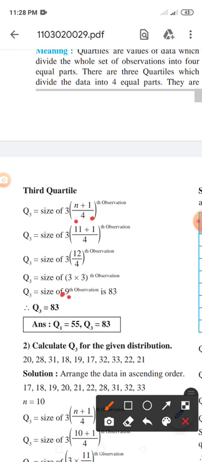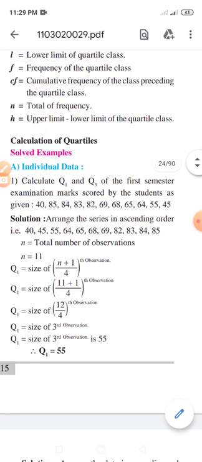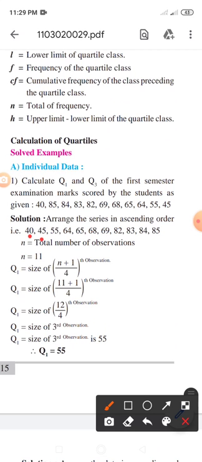So how do we find the 9th observation, and from which data do we get it? That is the data we already arranged in ascending order. From that data we find the value of the 9th observation, that is first, second, third, fourth, fifth, sixth, seventh, eighth and 9th, 83.